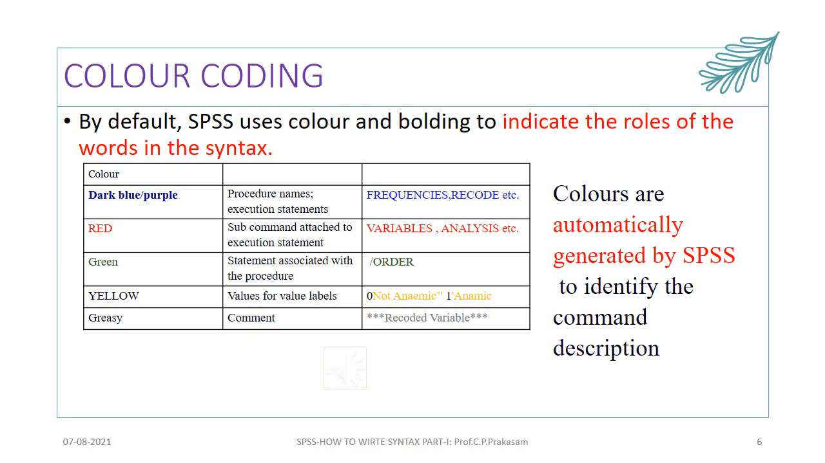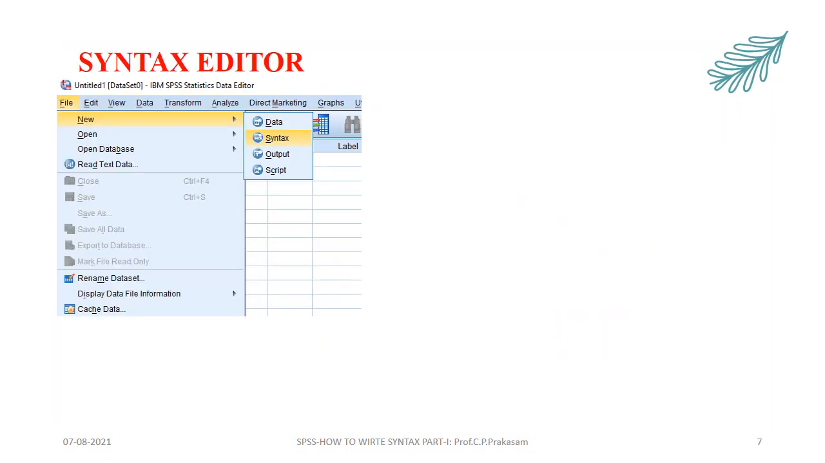If it is yellow, then it is for the values and value labels. Say 0 is given as non-anemic and 1 is anemic. Then in that case, non-anemic and anemic will become yellow. This is only for the purpose of the commands to identify, but it will give those colors automatically and help with the description.